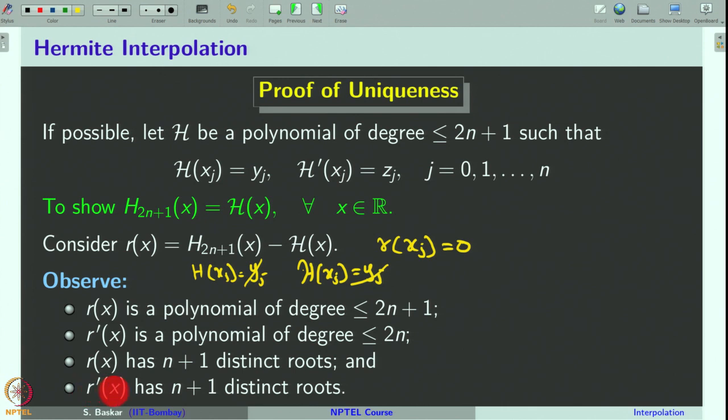Also, you can see that R dash has n plus 1 distinct roots. Why? Again, you differentiate R with respect to x, that will be h dash of x minus script h dash of x. Again, when you put x equal to xj, you have the second set of interpolation conditions that will make R dash of xj also equal to 0. Therefore, the polynomial R dash of x will also have n plus 1 distinct roots. Now, let us take this condition, that is R of x has n plus 1 distinct roots, and we will use the Rolle's theorem.